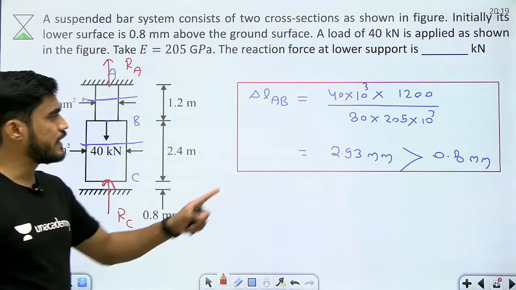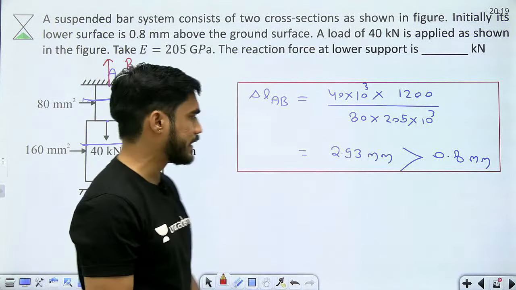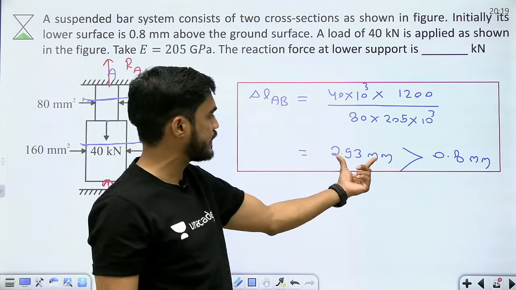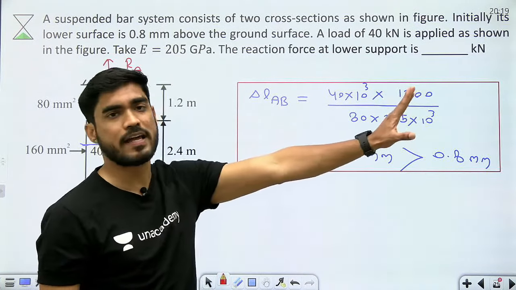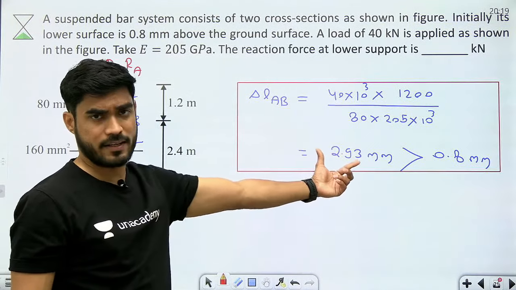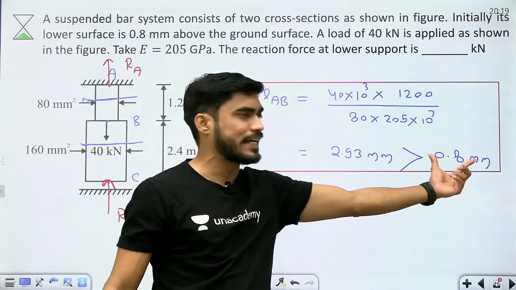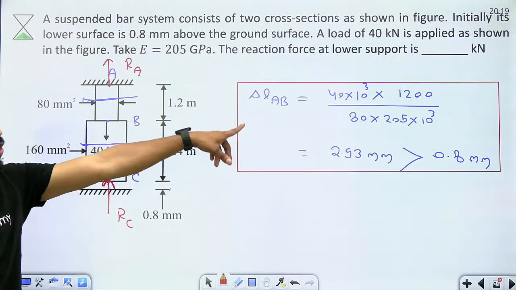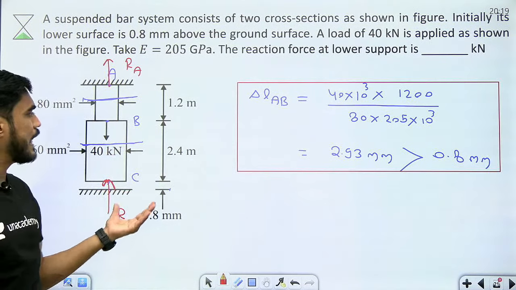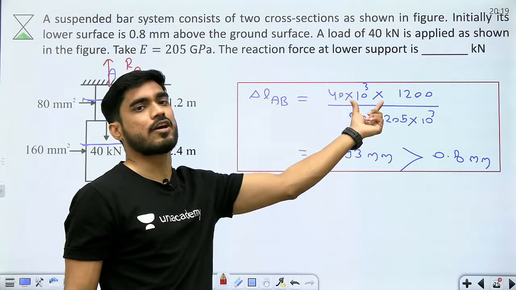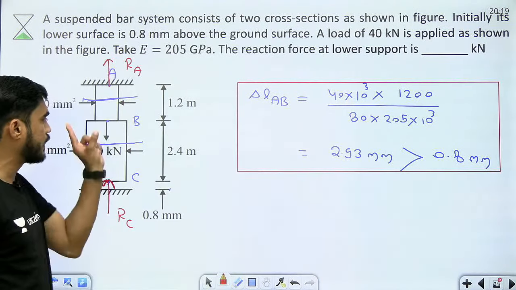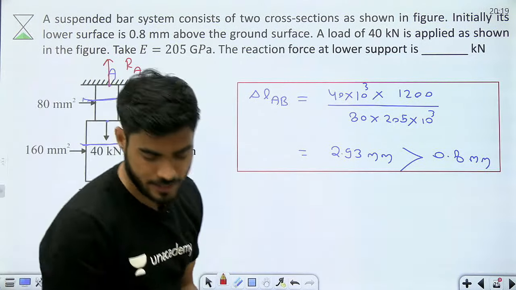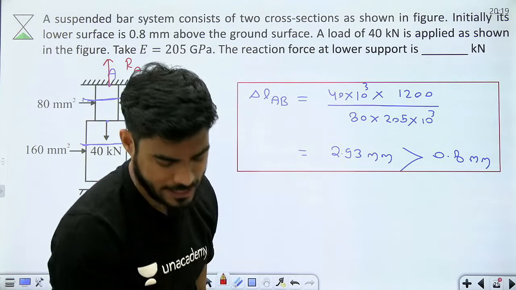So this was done only to check whether there will be a reaction or not. Otherwise there is no use of this calculation. I have used this value nowhere else because this value is wrong. Actually there will be only 0.8 mm deformation, after that the deformation will stop. Because in delta L of AB, the force will not be only 40 kilonewton. After the reaction comes, the force will become RA, not 40 kilonewton. So you don't have to put any other equation.